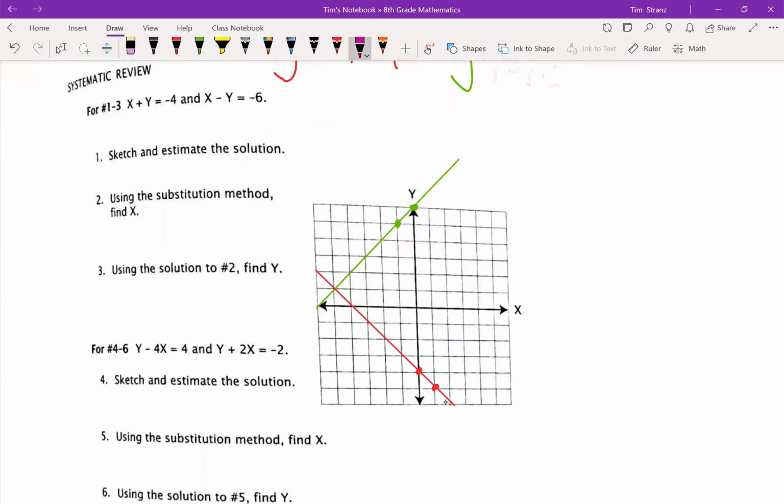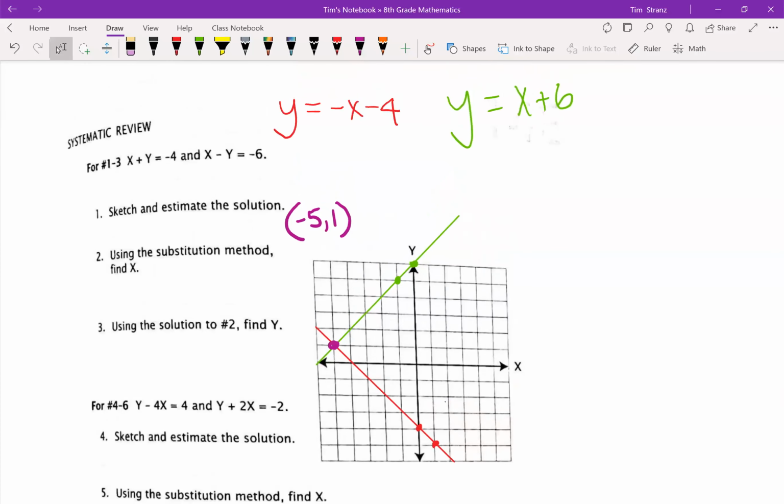You can see that the point where they cross is going to be right here. That point is going to be -1, 2, 3, 4, 5, +1. Let's see if I'm right. So I'm going to go back down here.